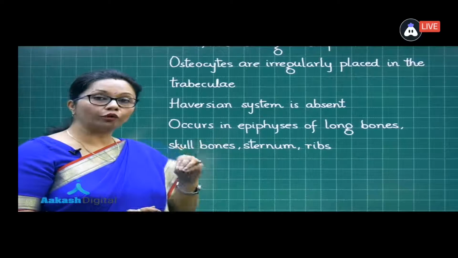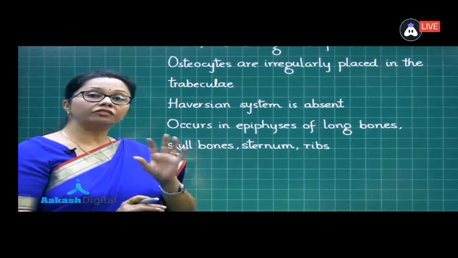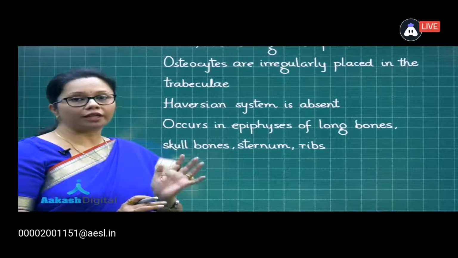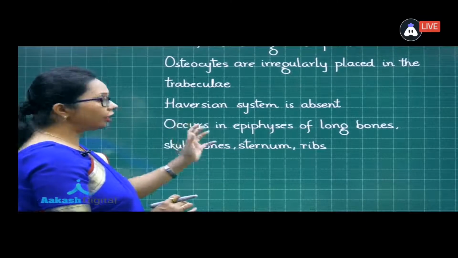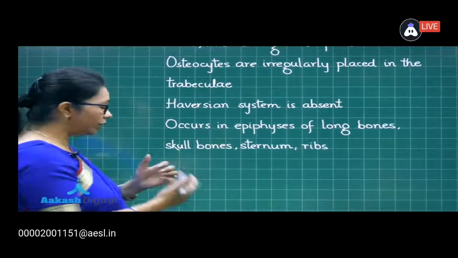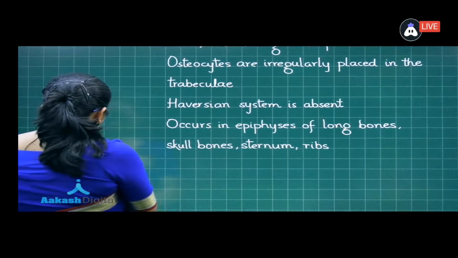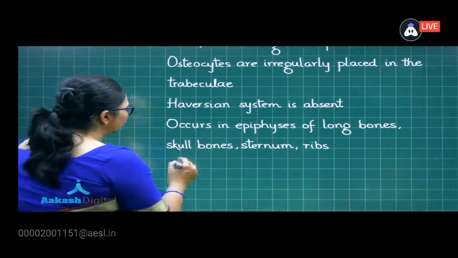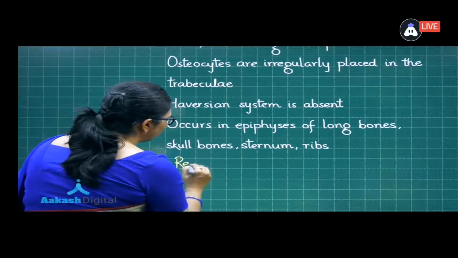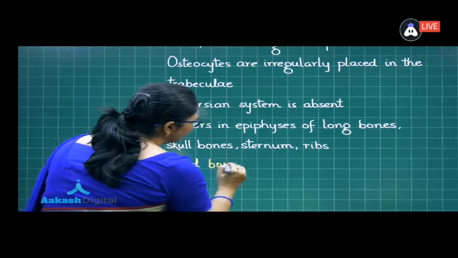Because of the pores, the marrow cavities are empty, so it gives the appearance of a sponge, that's why it is so called. And here the marrow cavities between the trabeculae are filled with the red bone marrow. So here there is red bone marrow filled in.